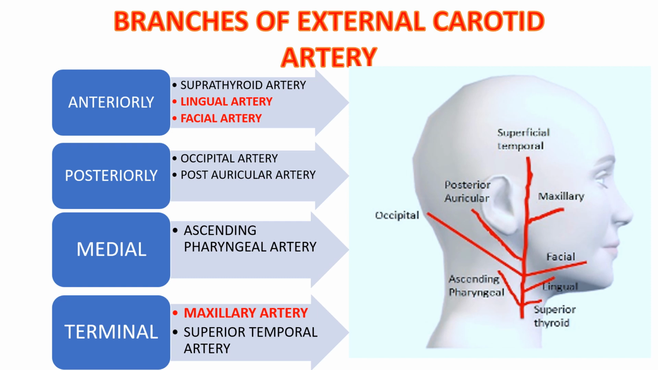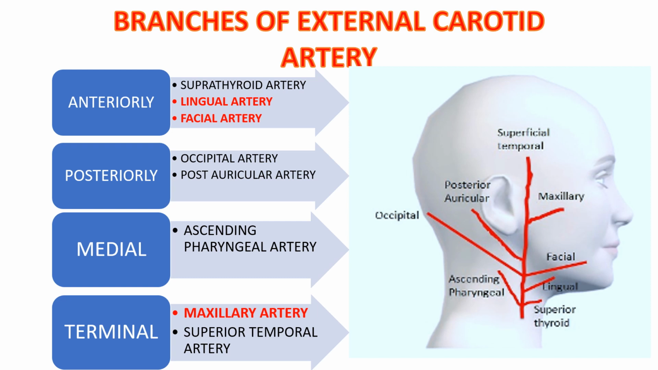Anteriorly it will give the superior thyroid artery, lingual artery and the facial artery. See in the diagram, it is very clearly seen how and where it gives the branch. Posteriorly, that is behind your ear, it will give the posterior auricular and the occipital artery. Medially, it will give the ascending pharyngeal artery, and terminally, it gives the biggest artery, that is the maxillary artery. You will see how the maxillary artery has been divided into three parts and how it supplies most of the oral cavity, and it will give the superficial temporal artery.